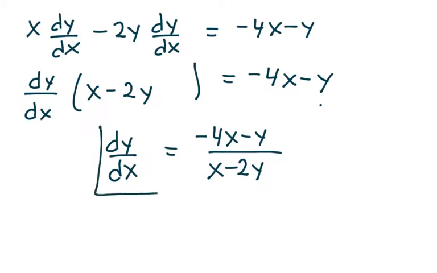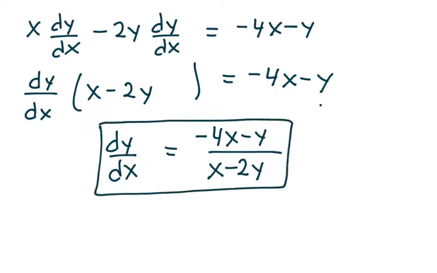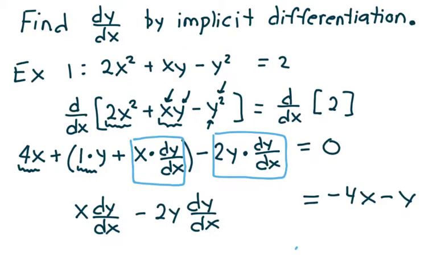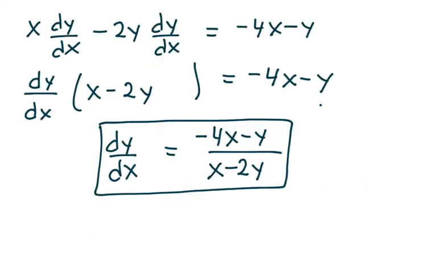Now, once again, I want to remind you, it's not always easy to be able to solve for y in terms of x. So this would be an acceptable answer for the derivative. Sometimes you are going to have x's and y's mixed up. That's fine. And that's how you do the first example.